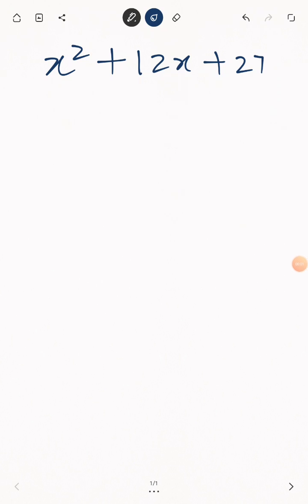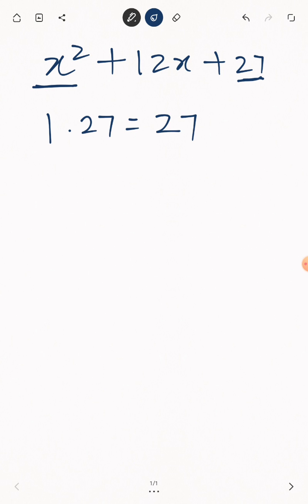In this video, we'll learn about how to factor polynomials. The first thing we have to do to factor the polynomial is multiply this term and this term, which is with the x squared. So what is the coefficient of x squared in our case? It's 1. And then this is 27. So when we multiply 1 times 27, we get 27.